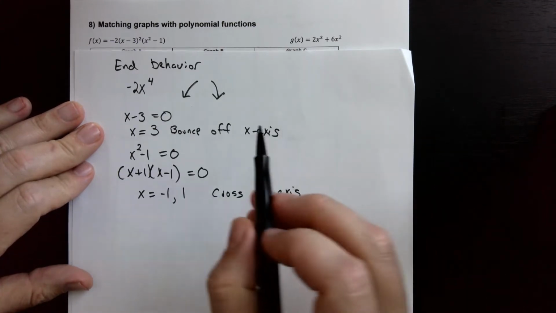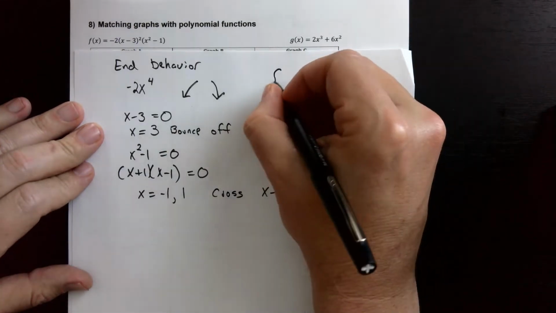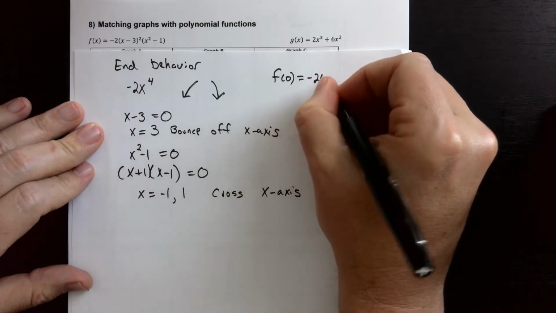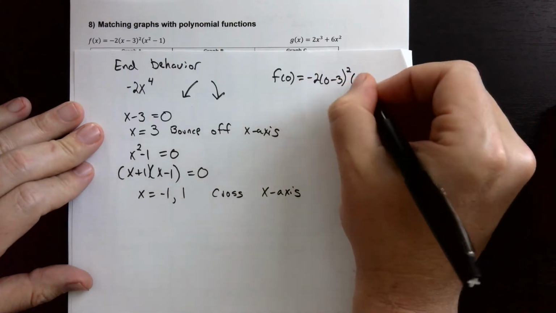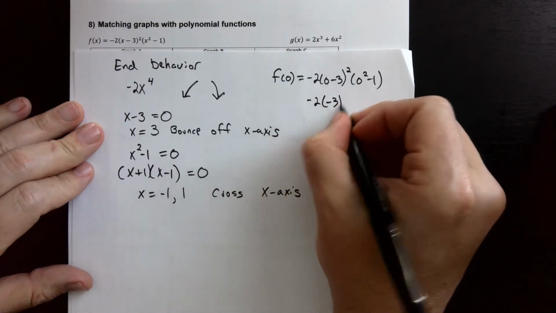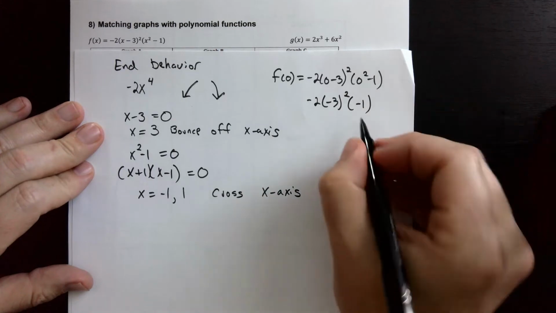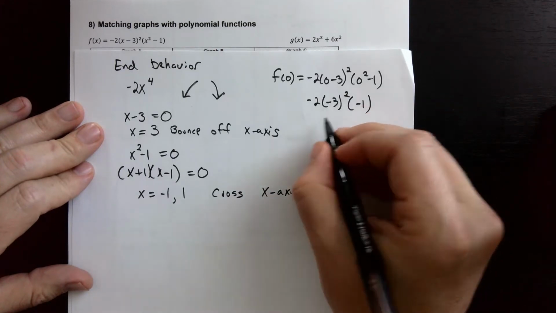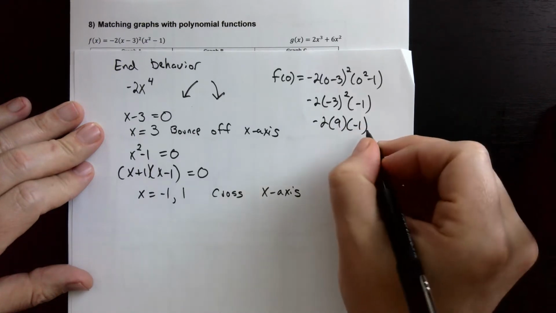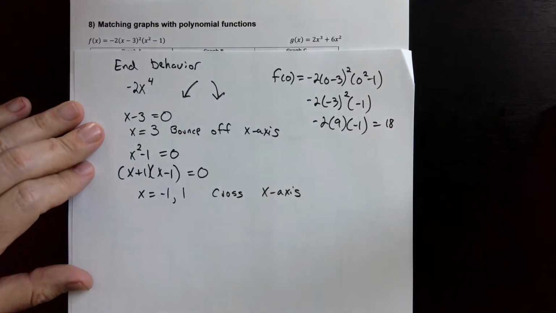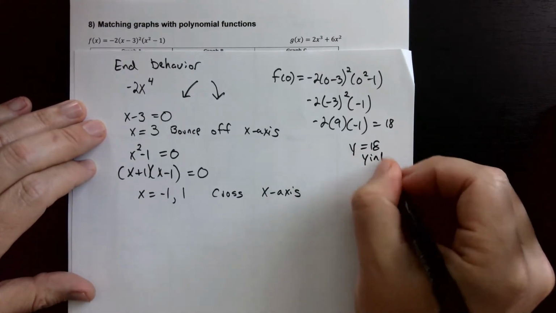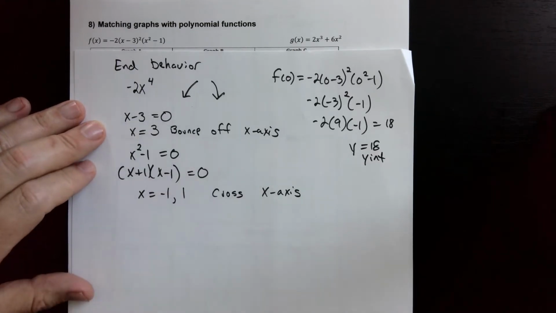You can also look at the y-intercept. So if we plug in f of 0, we would get negative 2 times (0 minus 3) squared times (0 squared minus 1). That's negative 2 times negative 3 squared times negative 1. The square on this one makes that a positive 9, so it's negative 2 times 9 times negative 1, which will give you positive 18. So we cross the y-axis at 18. That's your y-intercept.